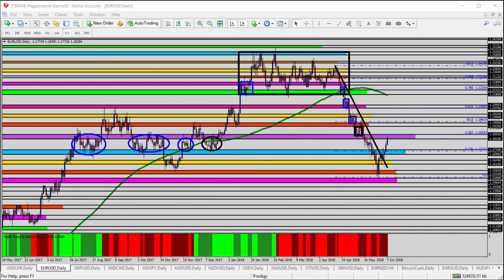Today we're taking a look at the EURUSD, the euro versus the US dollar, for today's trade analysis. We're starting here on the daily time frame. I want to go back in time a little bit first. We look back where these circles are on the chart, the blue and the black circles.